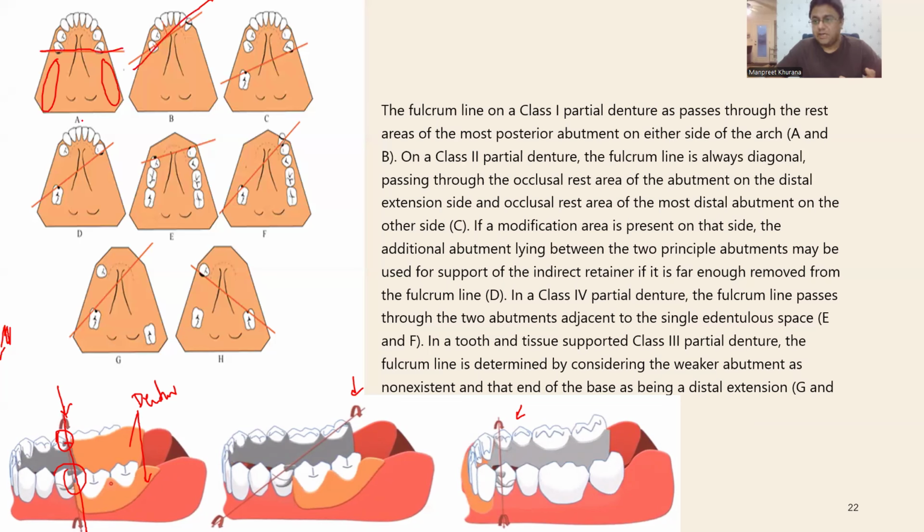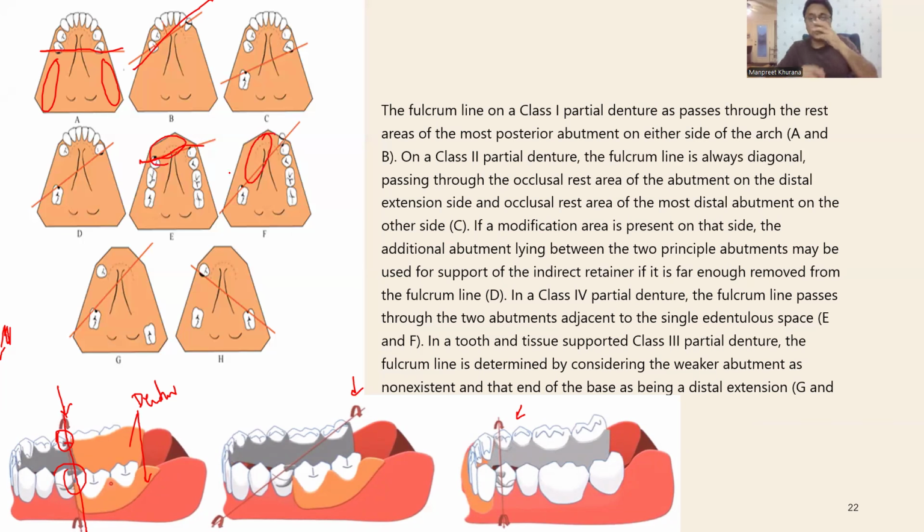So these are the various fulcrum lines. These are A, B, and C is the fulcrum line. D, we have E, which is passing through the anterior ones. If we talk about this one, this is a class 4 partial denture. The fulcrum line passes through the two abutments adjacent to the single edentulous space, which are E and F. There is a single edentulous space. Here also it is a single edentulous space.